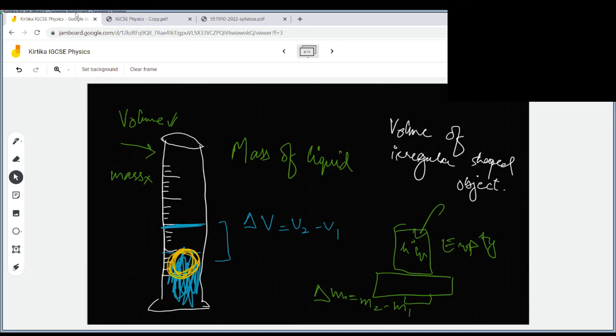The beaker is the same. Don't change the beaker. If you first put an empty beaker, then bring another beaker filled with the liquid, it wouldn't work. You have to use the same beaker. So this is how you get the mass on the balance, the electric balance or the physical balance, whichever you can use.